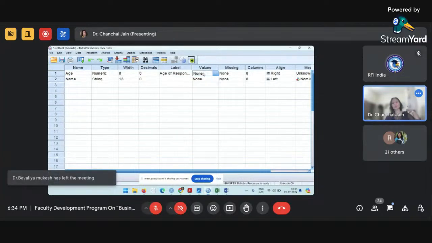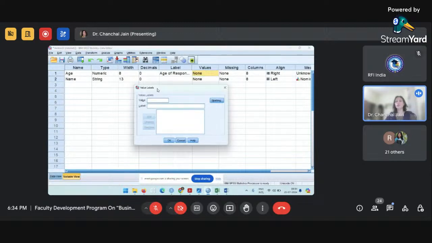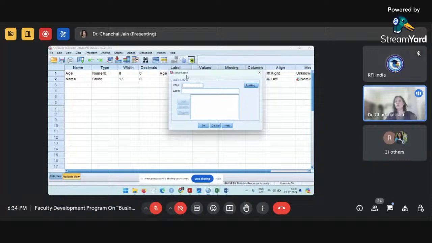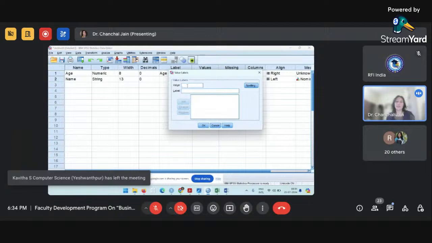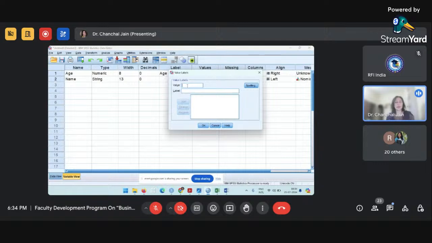Further, talking about the values. Firstly, I'll show you, when I click on these 3 dots, a dialog box appears. This is value labels. We know generally we collect the age in terms of intervals. We are not directly asking the age of the persons. I think there is a notion that it does not look good if you ask people their age directly. People will not tell you their age exactly.